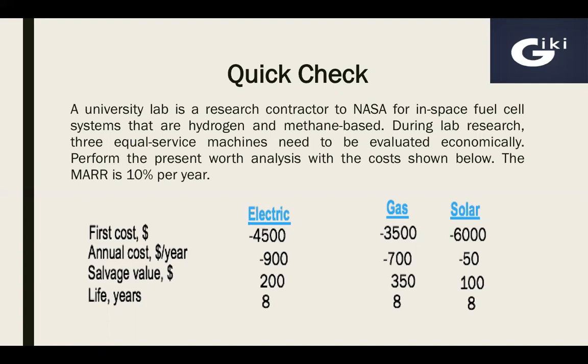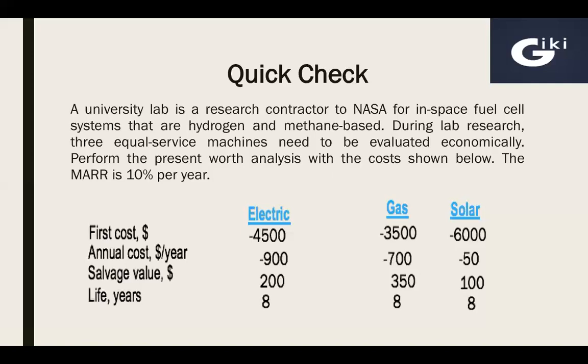So a university lab is a research contractor to NASA for in-space fuel cell systems that are hydrogen and methane based. During lab research, 3 equal service machines need to be evaluated economically. Perform the present worth analysis with the costs shown below. The MARR is 10% per year.